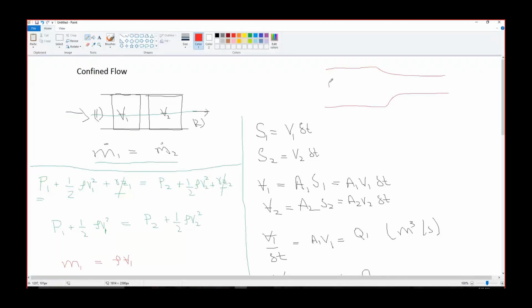Now this is point 1. This is point 2. Will P1 and P2 be same along the center line? Here velocity would be less, V1 would be less than V2. So the major pressure would be static pressure. At this point, the velocity is increasing, which means some static pressure would be converting into dynamic pressure. So P2 would be less than P1. Clear? But the total pressure would be same.